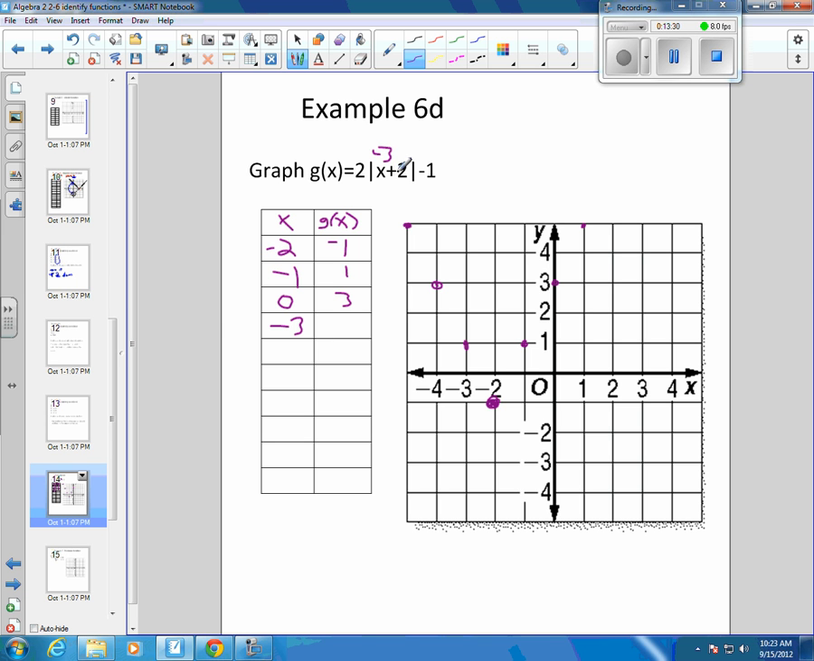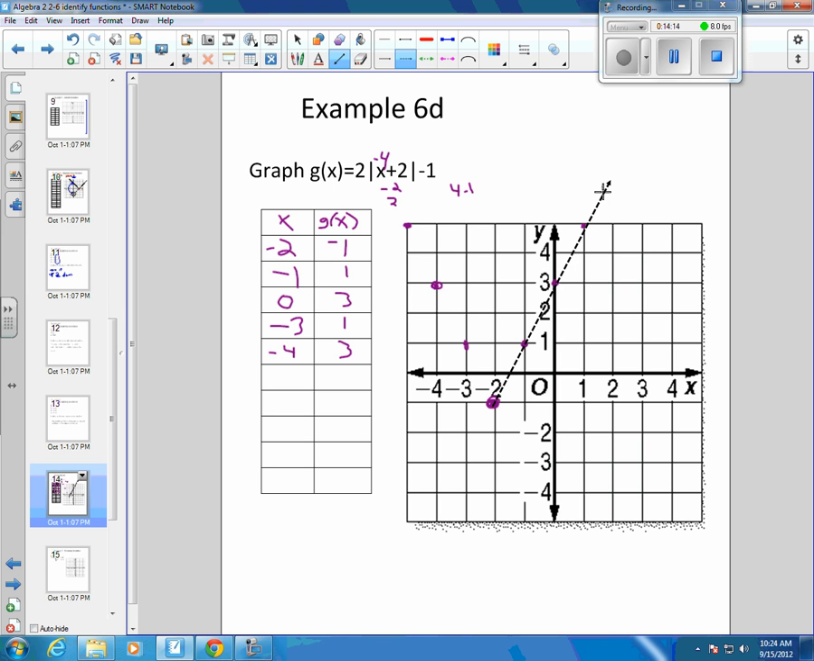Negative 3 plus 2 is a negative 1, and negative 1 absolute value would make that a positive 1. Positive 1 times 2 is 2, and 2 minus 1 is 1. So at negative 3, I should be at 1. Okay, so let's try negative 4. Negative 4 plus 2 is a negative 2. Absolute value is a positive 2. Times the 2 is going to be 4 minus 1, and 4 minus 1 should be 3. And at negative 4, am I at 3? I am. So it looks like I did it perfectly right.